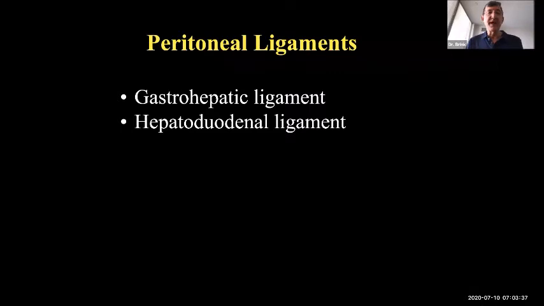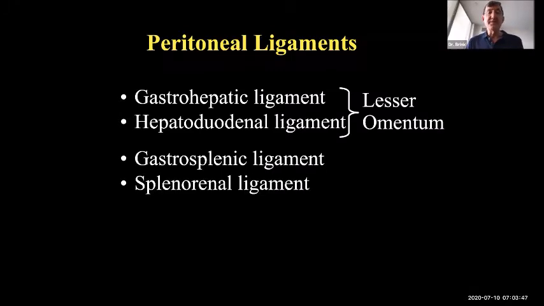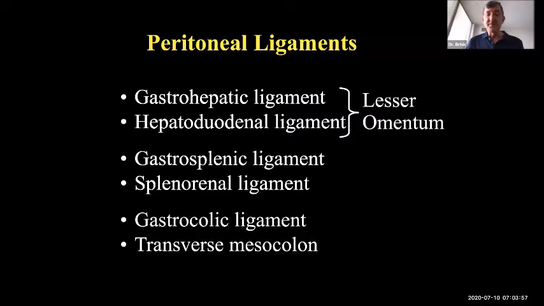In the right abdomen, we have the gastrohepatic ligament and its free edge, the hepatoduodenal ligament, which together comprise the lesser omentum. In the left abdomen, we have the gastrosplenic ligament and its pair, the splenorenal ligament, which form an important pathway of disease as well. And in the mid-abdomen, we have the gastrocolic ligament and its pair, the transverse mesocolon. So we'll go through all of these and understand more about how they serve as conduits of disease and how important they are to understand both diagnosis and potential complications.